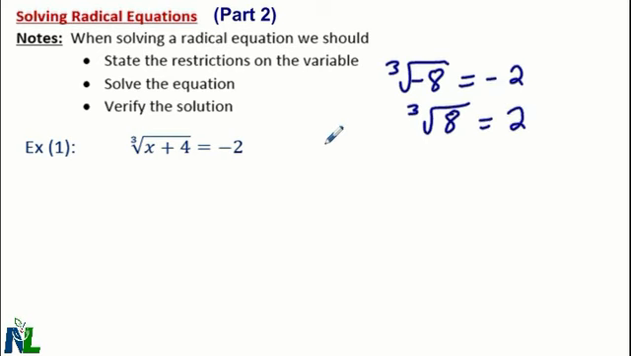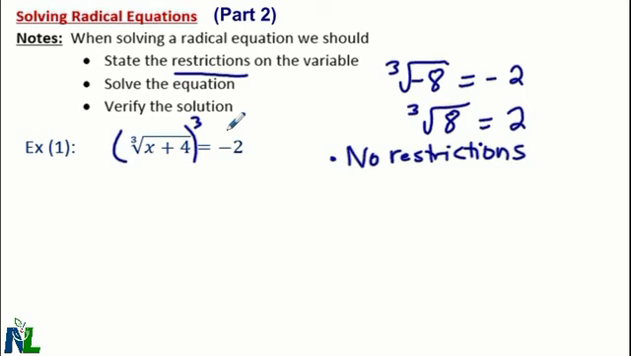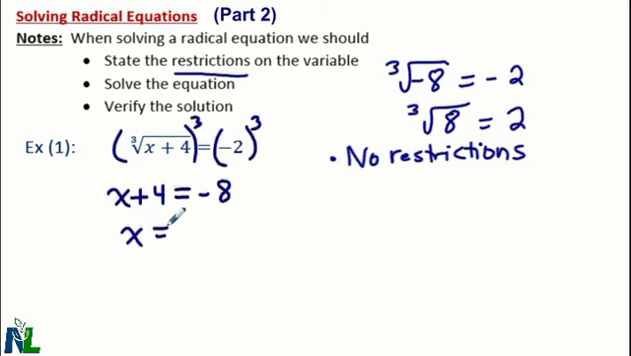So what that means is when I go to state my restrictions on the variable, for cube root functions, they're a little different. There are no restrictions on the variable. So that's one little difference. Now, if I proceed to solve, rather than squaring both sides, I would actually cube both sides to undo the cube root. So I'm left with x plus 4 equals, when I cube -2, I would get -8. And when I solve, of course, subtracting 4, I would get -12.